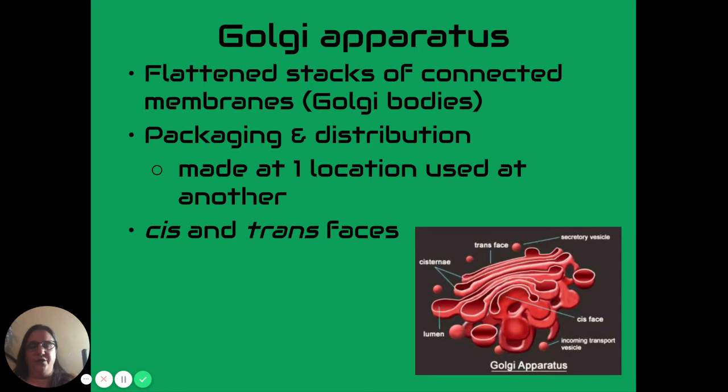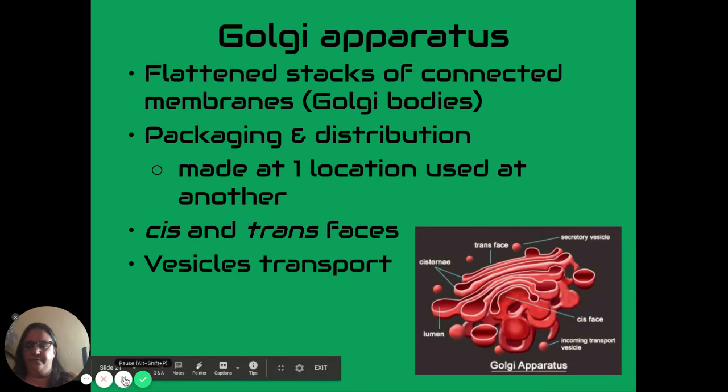So the Golgi has two faces or two parts to it, the cis and the trans face. And so what's going to happen is that on the cis face is where things are going to enter. So here, whatever product needs to be packaged up and distributed is going to enter, and then it's going to leave the trans face. So I try to remember it like the trans face is where it's going to finally get transported. So it comes in the cis and it leaves the trans.